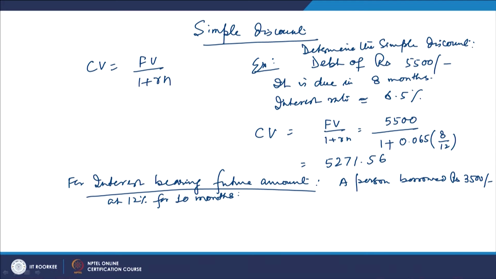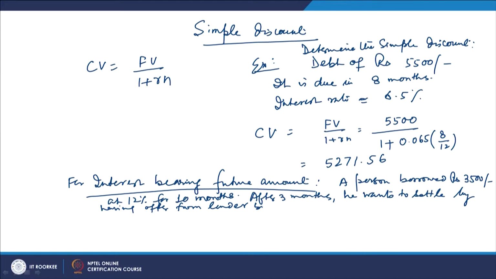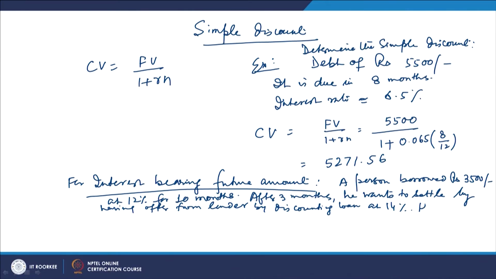Now, what happens after 3 months is that he has to go elsewhere, and he wants to return. So after 3 months, he wants to settle by having an offer from the lender. That lender offers him a discount, discounting the loan at 14%. Now, in this case, how much does he have to pay?